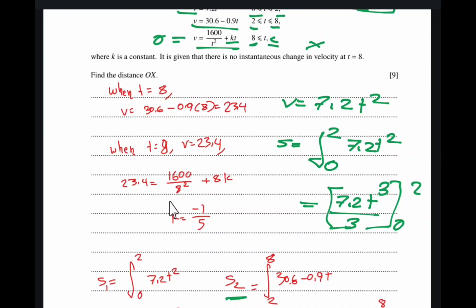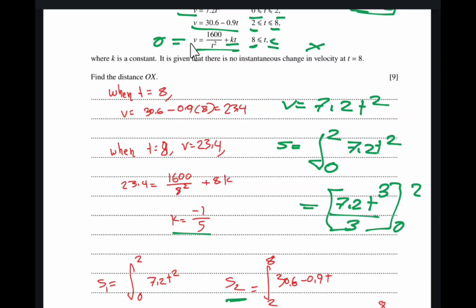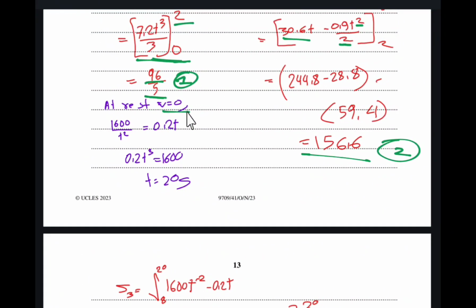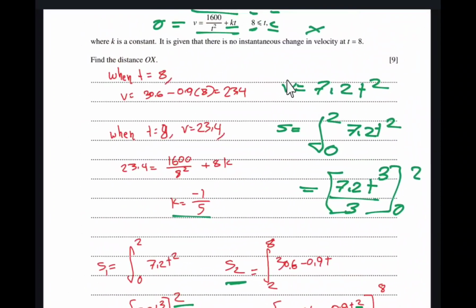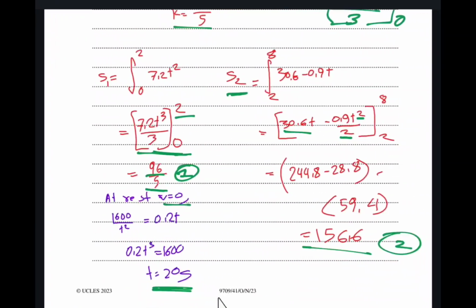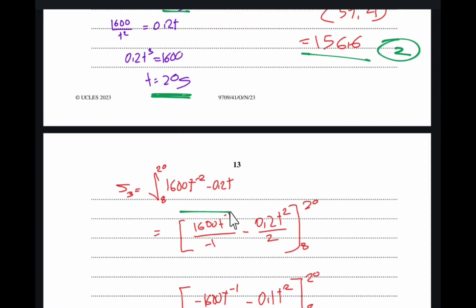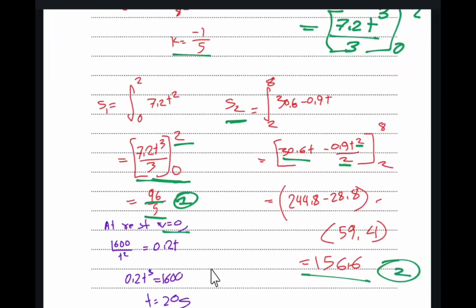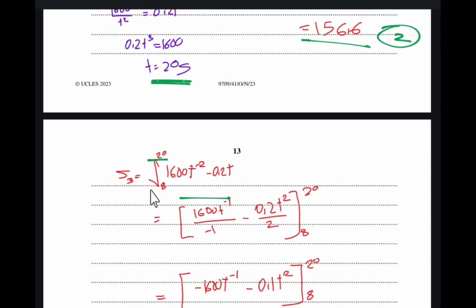We know the value of k that we calculated earlier, negative 1 by 5. After substituting v equals 0 and the value of k, we calculate the final time as 20 seconds. That means at the end of the journey it should complete 20 seconds, or 20 seconds is the end point. So we have to integrate this velocity to find the distance, between the time limits of 20 and 8.